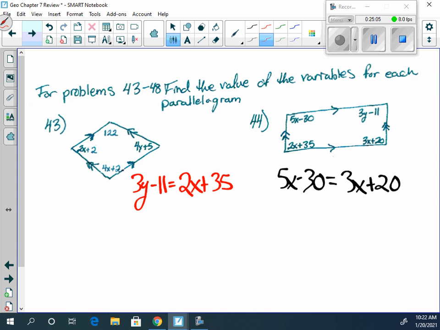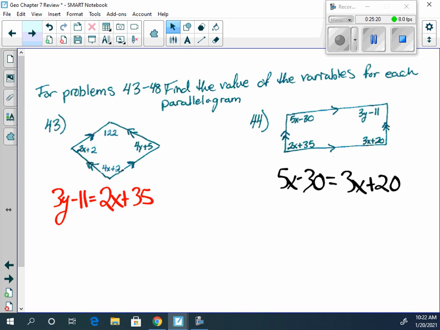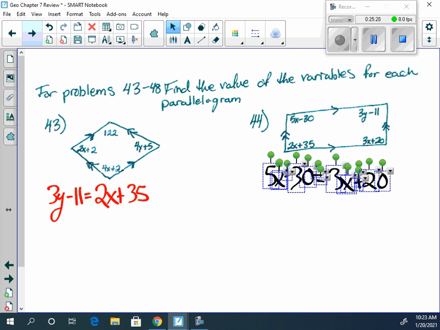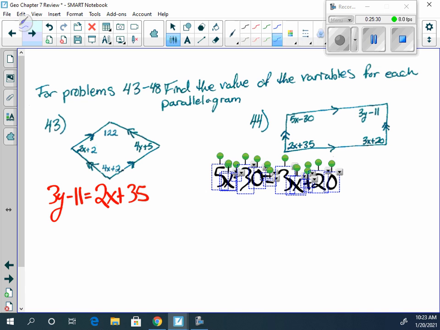Well, the one in red, I have it in terms of x and y, yes? I can't solve for two variables at once. But the other one is 5x minus 30 is equal to 3x plus 20. Okay, we can solve this for the value of x. And once we find the value of x, then we can plug it back in and solve for the value of y.